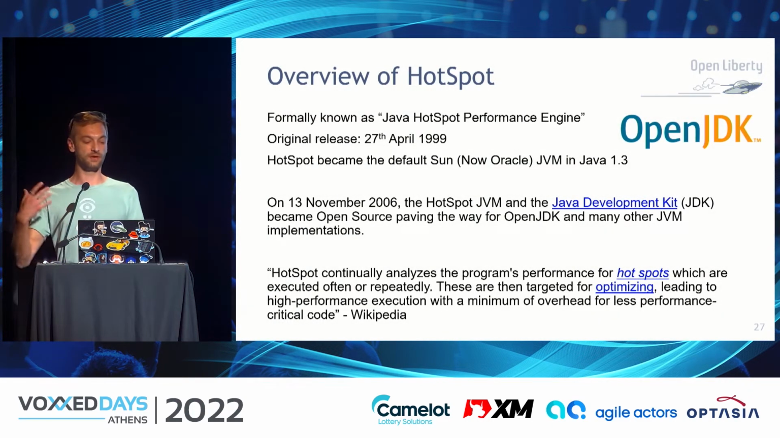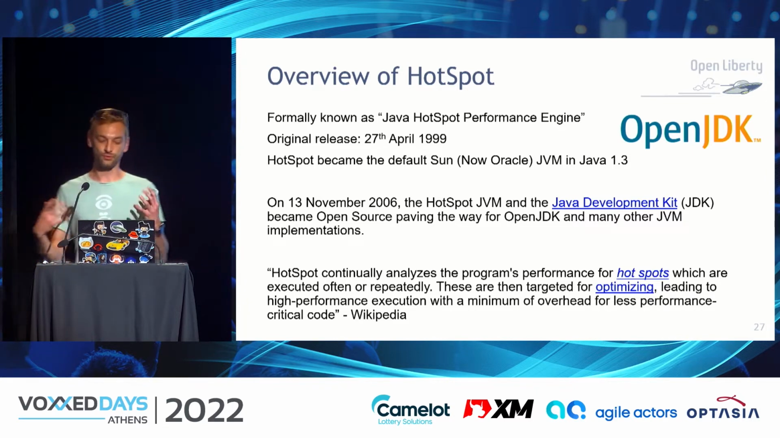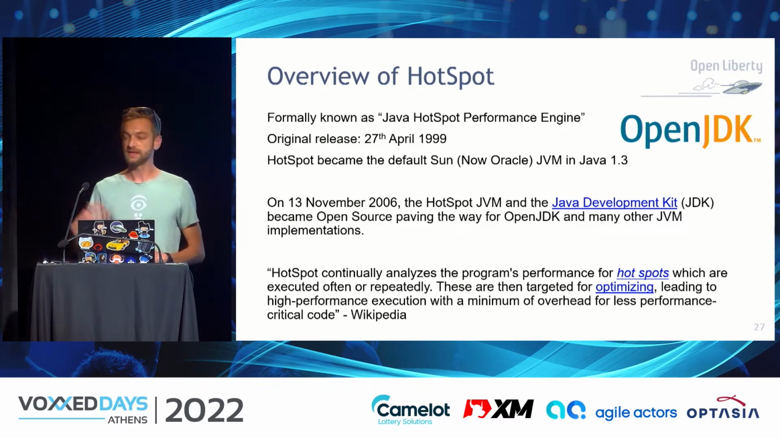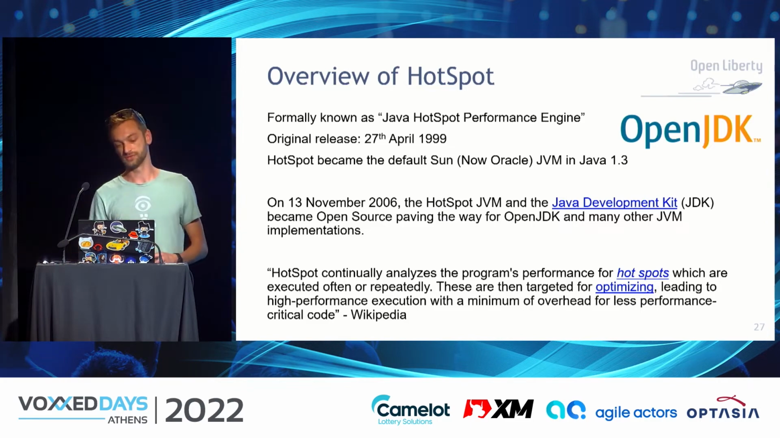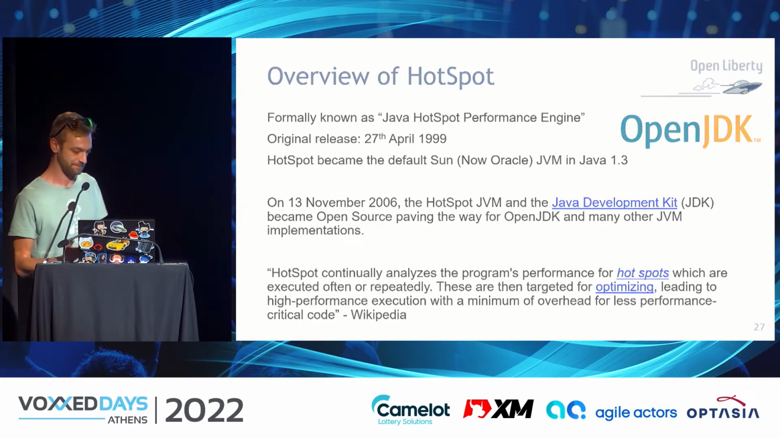So, HotSpot, formerly known as the Java HotSpot Performance Engine, hence why it's called HotSpot. This was created by Sun, which is now Oracle, and was the main JVM in Java 1.3. In 2006, the HotSpot JVM and the Java Development Kit became open source. This is really what paved the way for all the different flavors of JVM that we have today. So thank you, Oracle, for doing that. Essentially, it's called HotSpot because it analyzes your code for anything that's executed repeatedly, called hotspots, and optimizes them as much as possible. So that's really why it's called the HotSpot JVM.